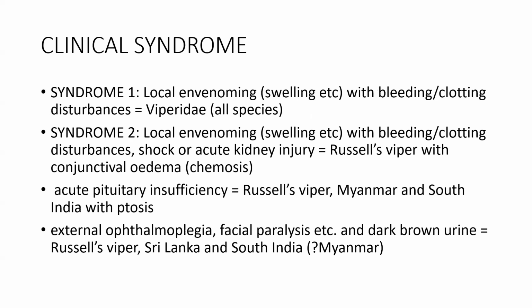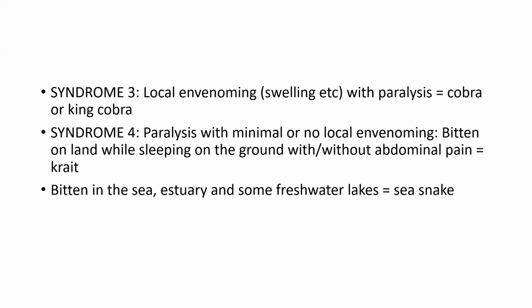Now, based on the above symptoms, the clinical syndromes which occur in snake bite are divided into 5 types. Syndrome 1 consists of local envenoming plus bleeding and clotting, which occurs because of the viper. Syndrome 2 consists of local envenoming like swelling, bleeding, clotting disturbance, shock or acute kidney injury, which occurs with the Russell's viper, with conjunctival edema. Acute adrenal insufficiency, external ophthalmoplegia, facial paralysis, and dark brown urine occur with the Russell's viper snake bite.